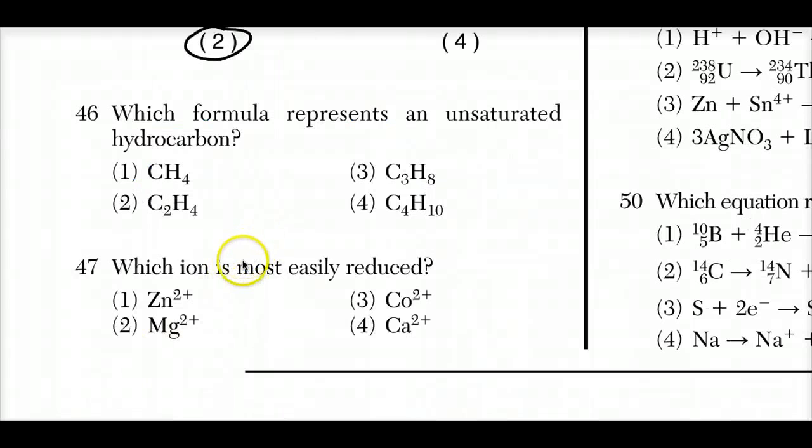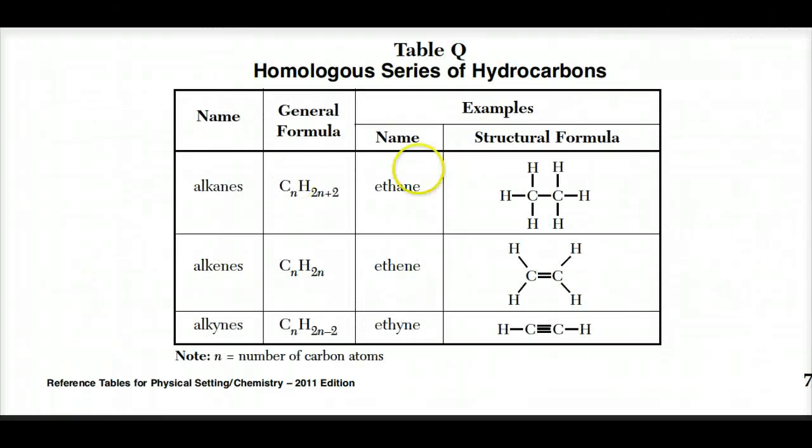Number 46. Which formula represents an unsaturated hydrocarbon? We're in organic land. Unsaturated means that you're not holding on to the maximum number of H's. Let's go to table Q. Look here. Alkanes. These are saturated. They're holding on to the maximum amount of H's possible. These two are unsaturated. When you have a double or triple bond, because carbon must make 4 bonds only, there are less H's it can hold on to.